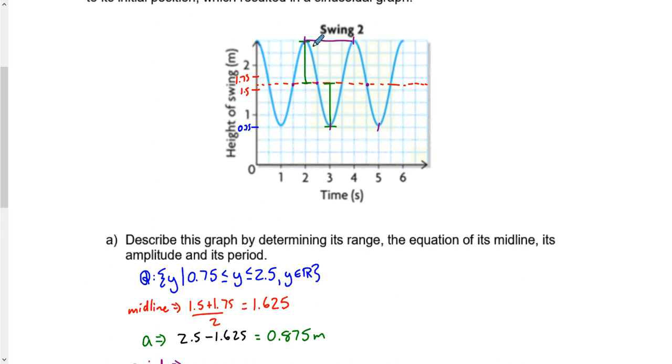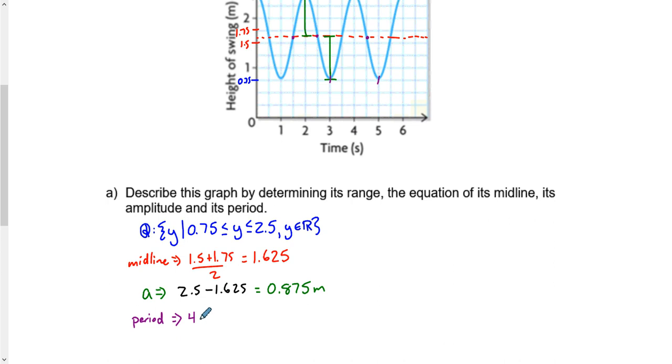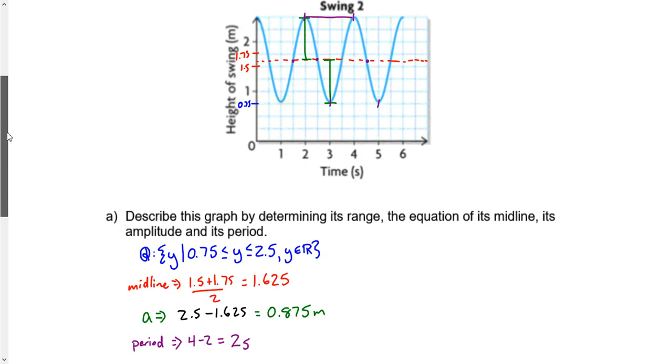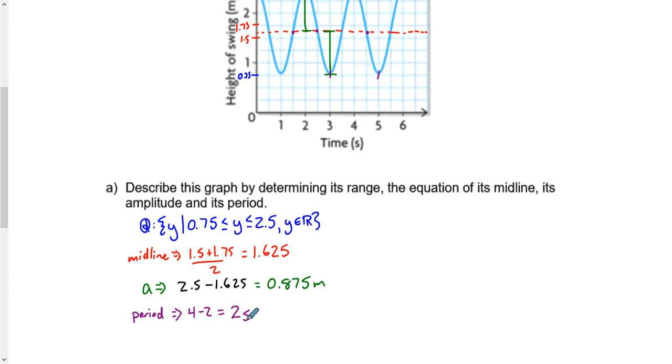I can measure from the top to the top, from 2 to 4. Well, that's a really quick calculation. This one I would not expect that you would have to do, because you could just exactly read it. It's 2. And because the period is an x measurement on our x-axis, it's in seconds.